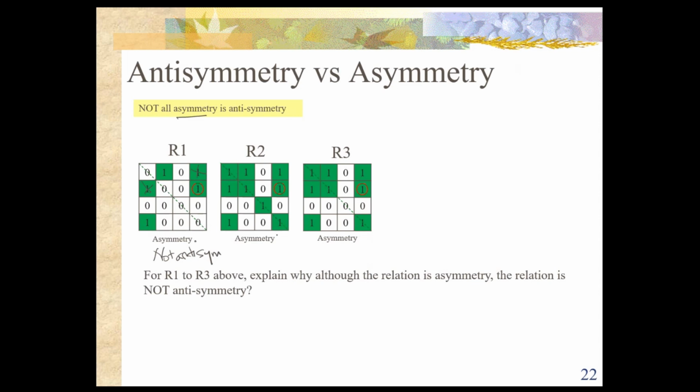You can see the same in R2 and R3. They are not symmetrical, they are asymmetry, but they are not anti-symmetric. Usually we may be lured into simplistically thinking that if it's asymmetry, it's also anti-symmetry. The answer is no. Anti-symmetry has another criterion, which is to make sure that there's no counterpart. Not even one should have a counterpart.